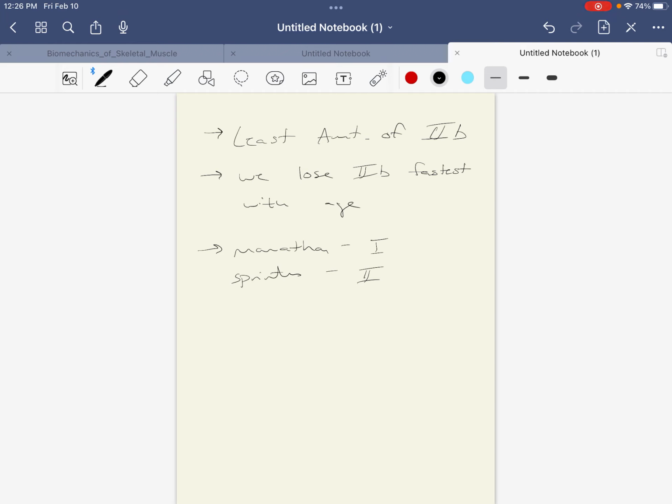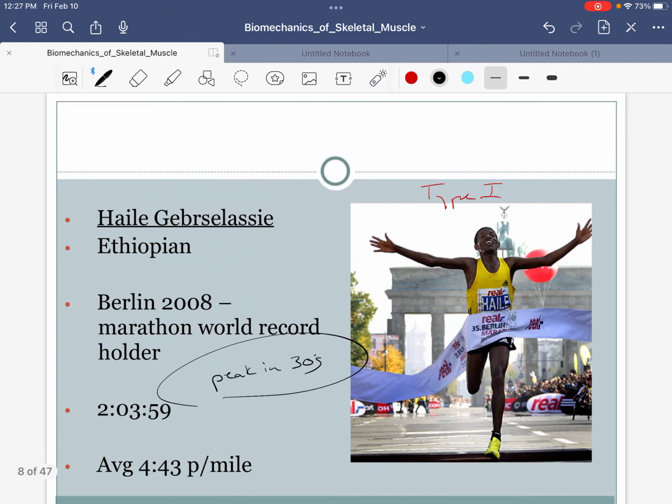It is possible to change some of these over time. We can convert to a certain degree one fiber type to the other, but I don't think it's as much as we once thought. So training will definitely help you develop more of one muscle fiber type versus the other. However, the ability to convert muscle fibers from one type to the other doesn't happen as much as we once thought.